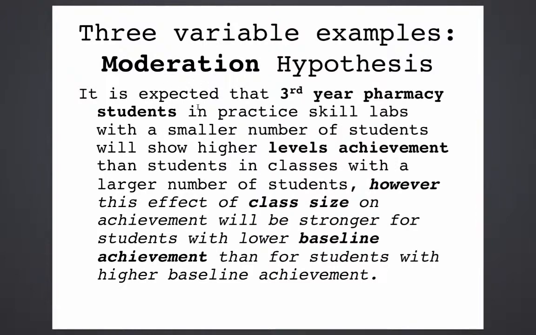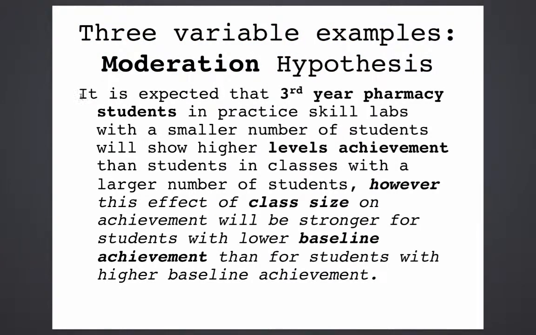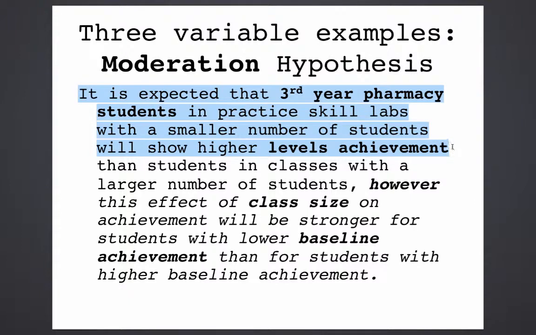I will work through this moderation one because moderation is a lot harder to grasp. But essentially, we have stated here, it is expected that third-year pharmacy students in practice skills labs with a smaller number of students will show higher levels of achievement than students in classes with a larger number of students. Okay, so we have a relationship between level of achievement and the number of students in the class. So smaller numbers of students will lead to better achievement.